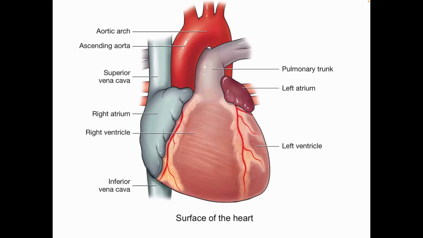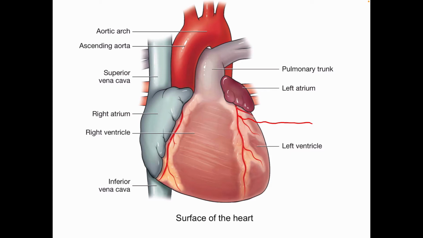This diagram shows the surface of the heart. You can see on it the coronary arteries, and their function is to supply the heart muscle with blood and therefore glucose and oxygen. And you can also see the other major vessels associated with the heart.